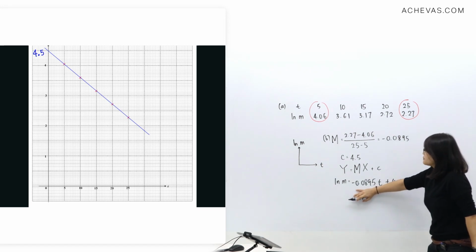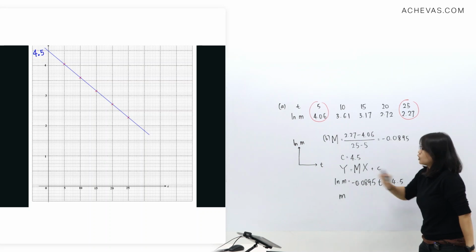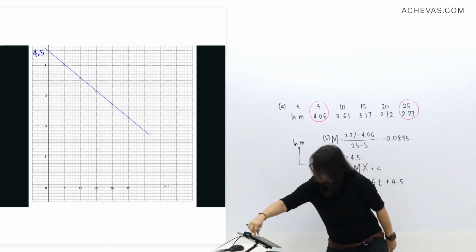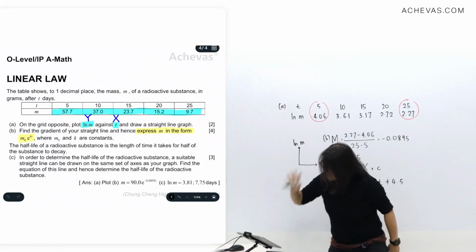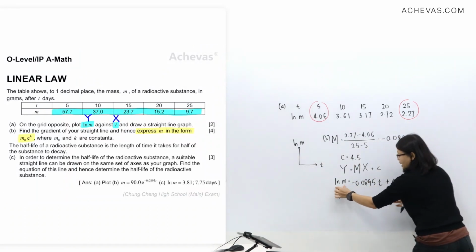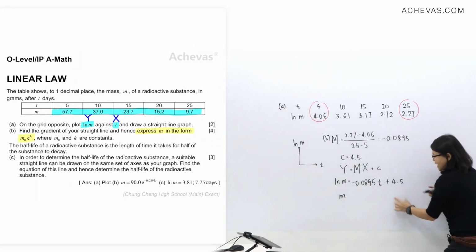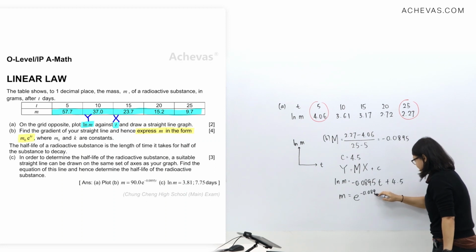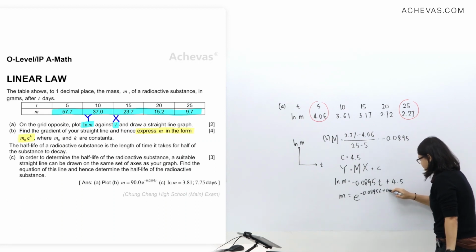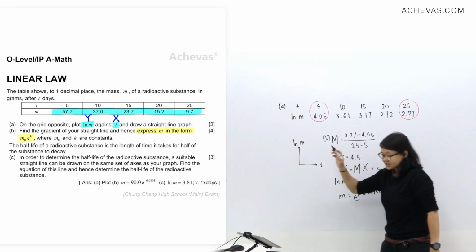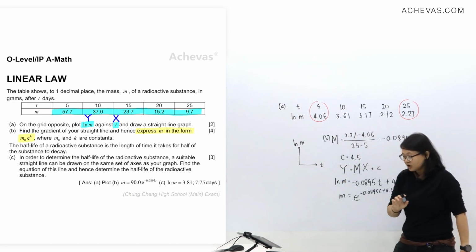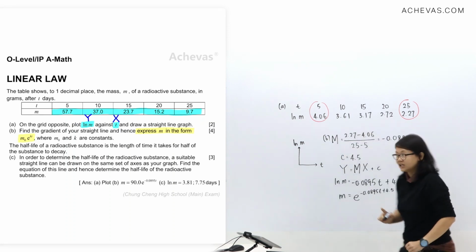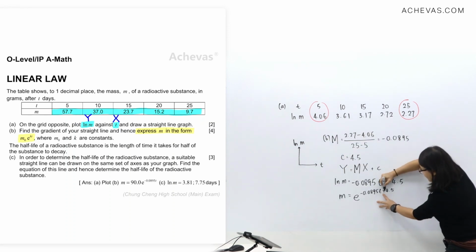So next step here, what we need is m, not ln m in the question. Let me just flip back to the question. We need to express m, so not ln m. So what we're going to do is take e to both sides. So what happened here on the right hand side, this e will be raised to the power of minus 0.0895t plus 4.5. But they are asking for the form of m naught e raised to the power of kt only. Kt only means they do not have this addition sign at the power for e.